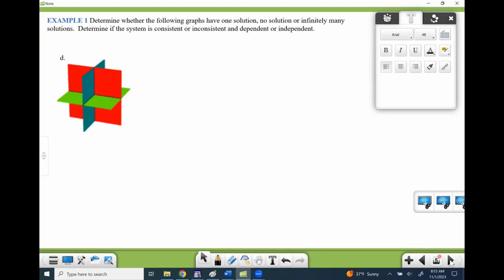Determine whether the following graphs, okay, so same directions. All right, so here we're looking for where all three planes intersect. And actually all three planes are going to intersect kind of in this corner. I like to think of, if you're in a room, the bottom corner on the ground, right? Okay, something like that. And so the red touches there, that teal one touches there, and the green one touches there. So this would be one solution, right?